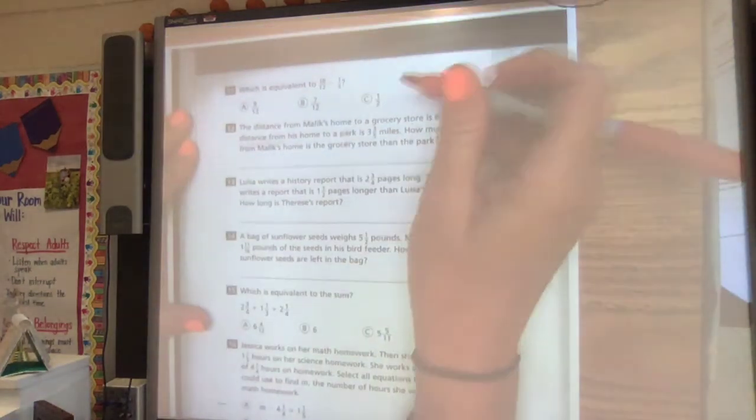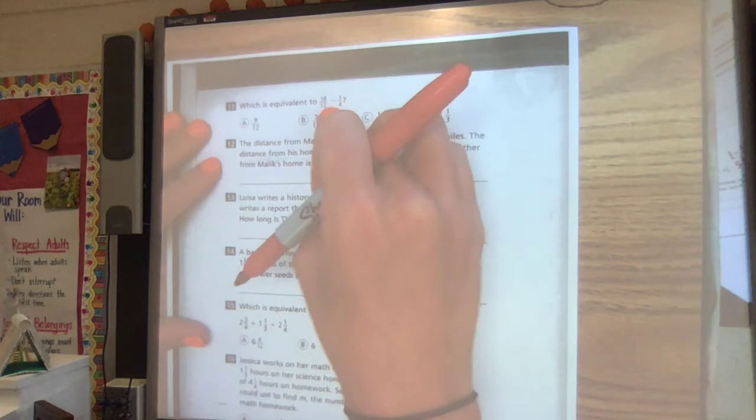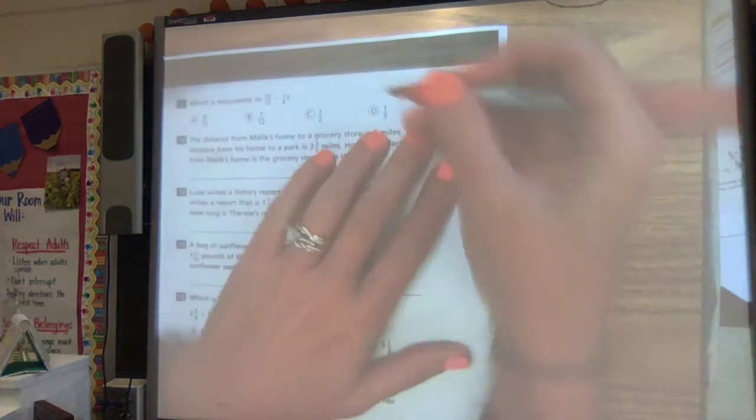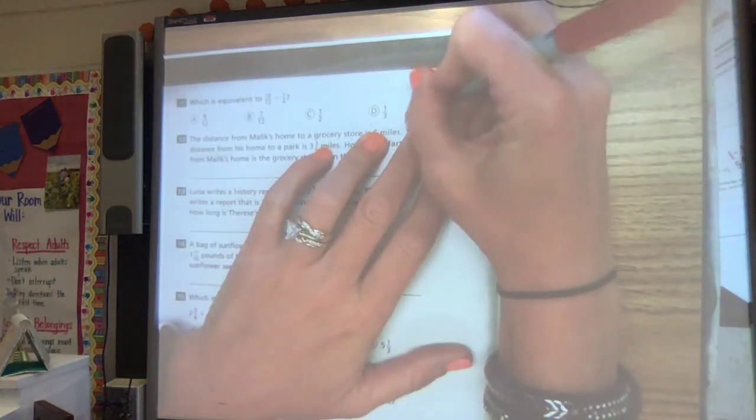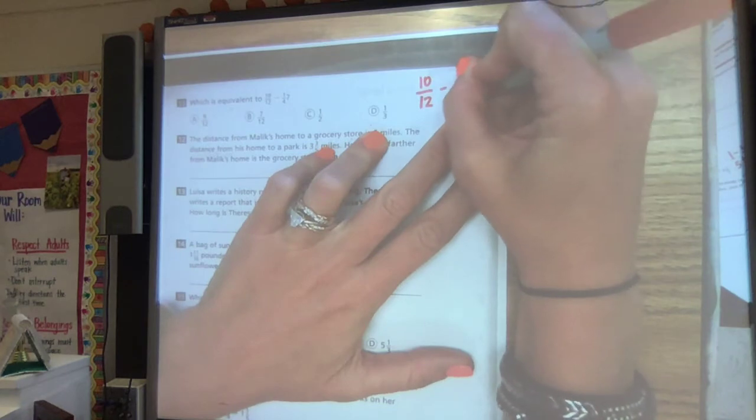Okay, let's look at the next page. Okay. Which is equivalent to 10/12 minus 1/4? So saying which one equals that. Which one is equivalent?